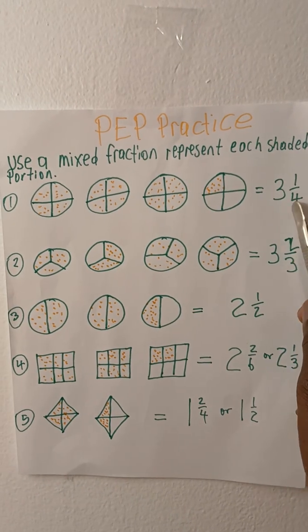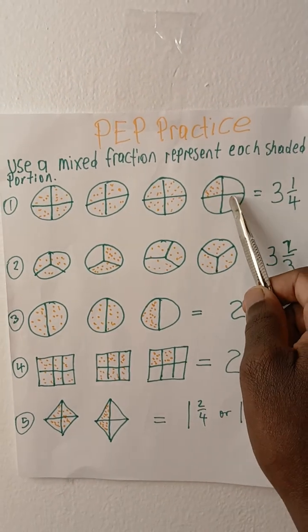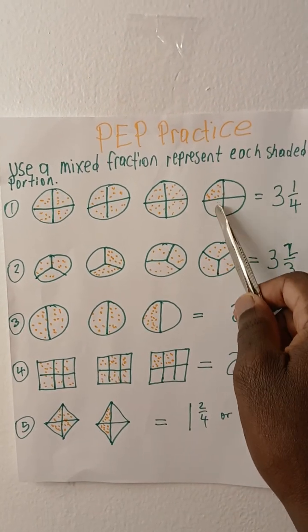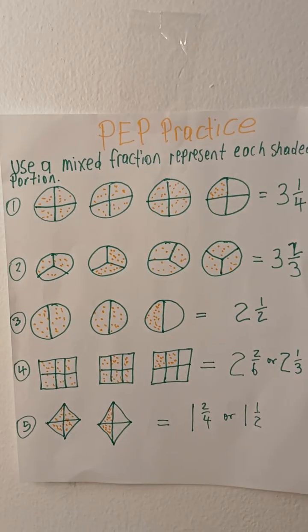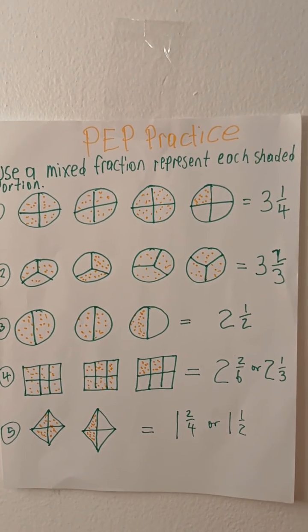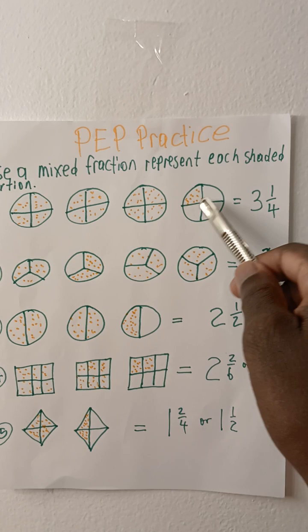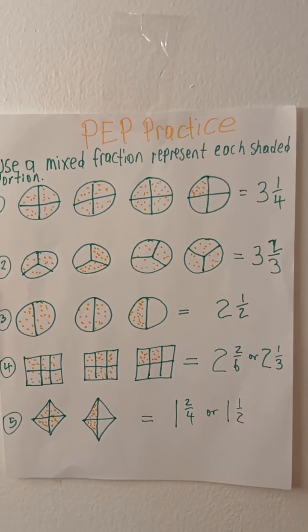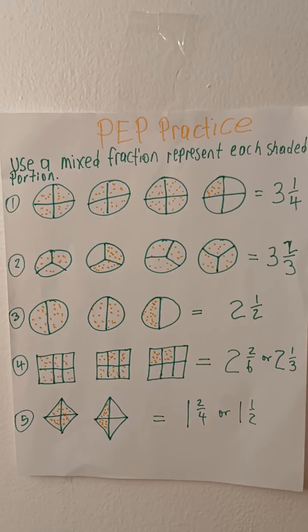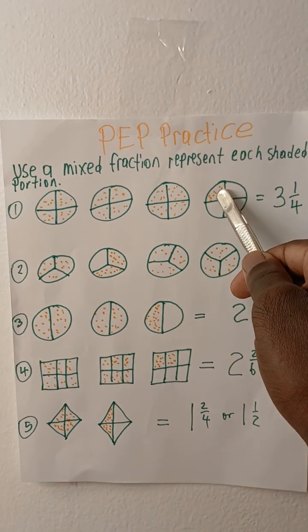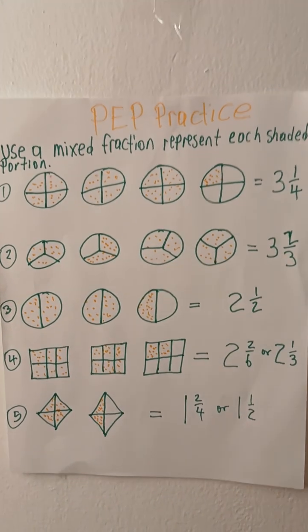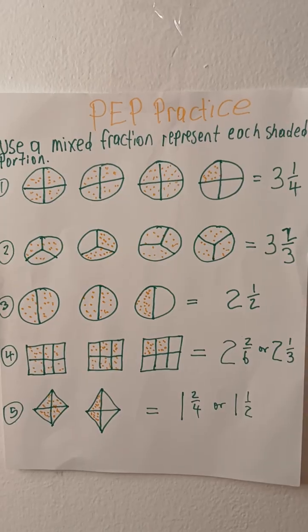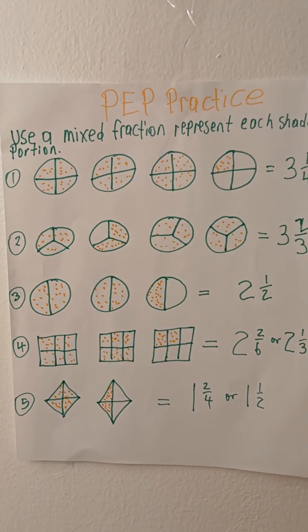Remember, your denominator is always going to be the amount of pieces that the shape is cut into. And in this particular case, it is cut into 1, 2, 3, 4 pieces. So a 4 must be your denominator. And how many pieces are shaded on the 1? So it's 1 out of 4. It's a quarter that is shaded. You move to number 2.